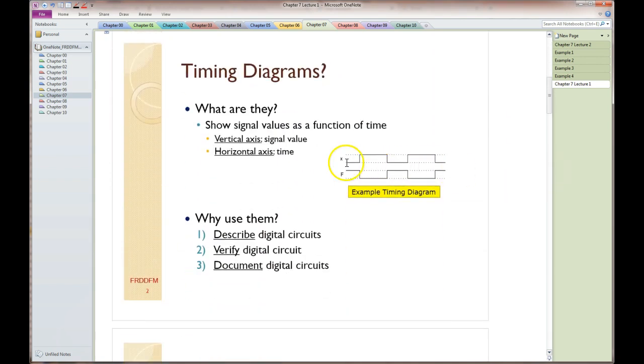So timing diagrams, essentially very simple. It's a graphic that shows signal values as a function of time. So the vertical axis is the signal value and the horizontal axis represents time. This is an example timing diagram right here. So these are very useful, typically used to describe digital circuits, describe their operation. It's used to verify digital circuits and typically used to document digital circuits as well.